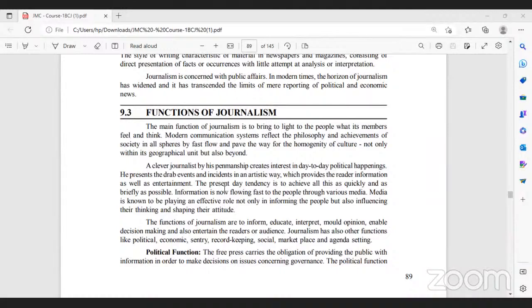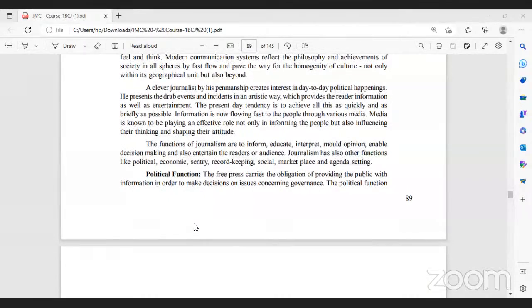The present tendency is to gather all the information so that it can be provided to readers briefly and as soon as possible. Information is now flowing fast to the people through various media. Media is known to play an effective role, not only informing the people but also influencing and shaping their attitudes, and this is what is called public opinion. So when we look at the functions of journalism, they are first to inform, to educate, to interpret, to mold opinion, to enable decision making, and also to entertain readers or audiences.